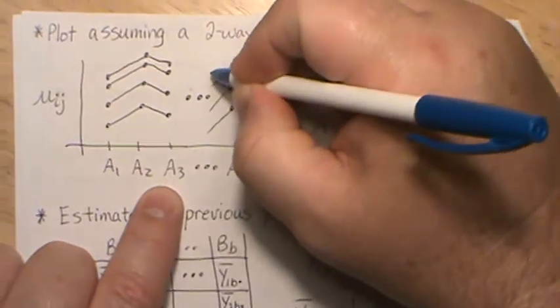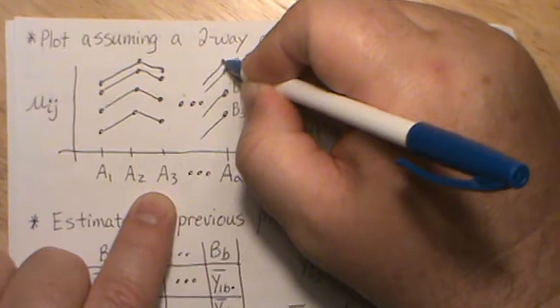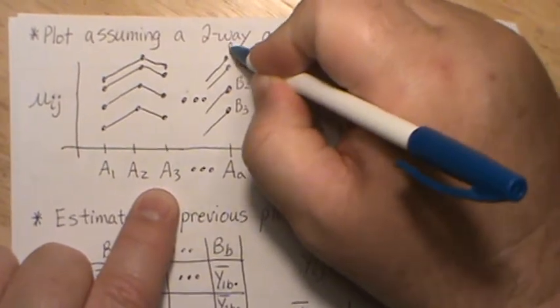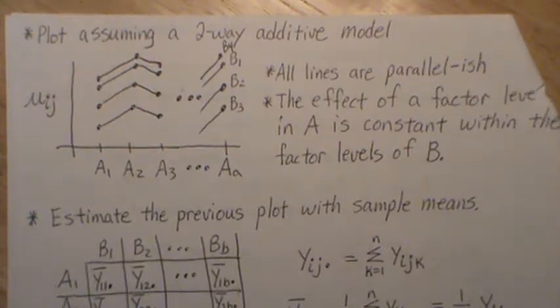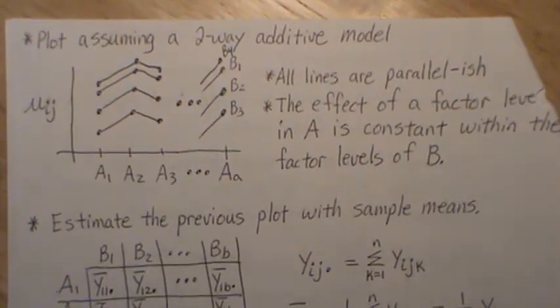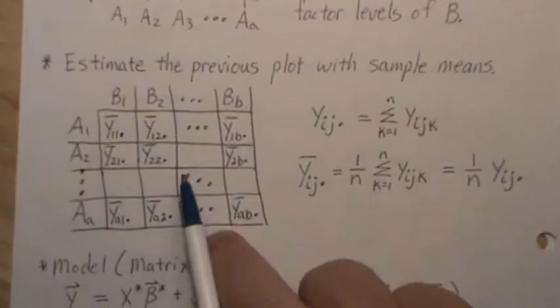So then this is going to be really close, this distance, and that would be B4. I don't know if I explained it well enough in part 1, so I wanted to revisit it. And all the lines should be parallel, and we estimate it with the sample means. Now on to part 2.